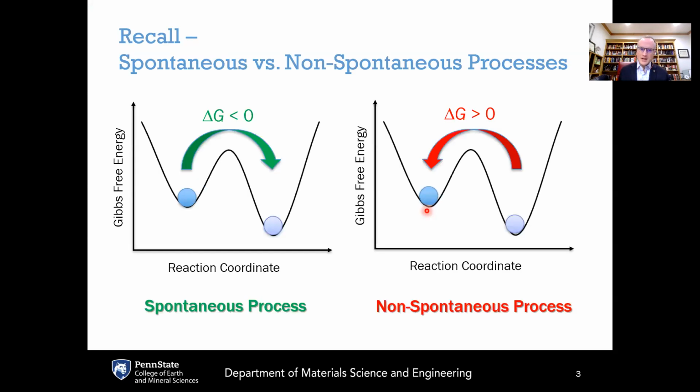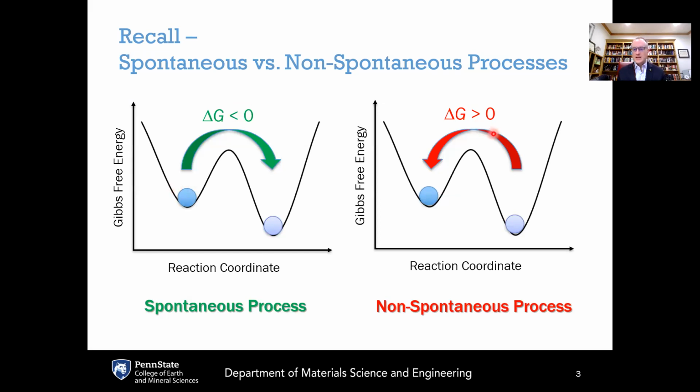So recall last time in Chapter 1, we classified processes as being spontaneous or non-spontaneous. A spontaneous process was one that went from a higher Gibbs free energy to a lower Gibbs free energy, or in other words, from a less thermodynamically stable state to a more thermodynamically stable state. So spontaneous processes have a negative delta G, a negative free energy of the reaction.